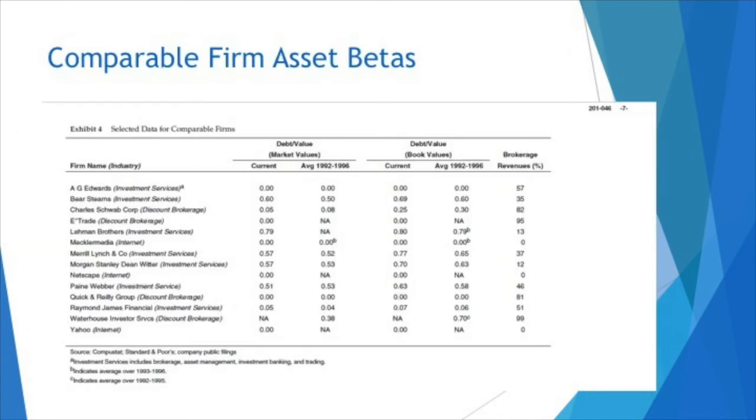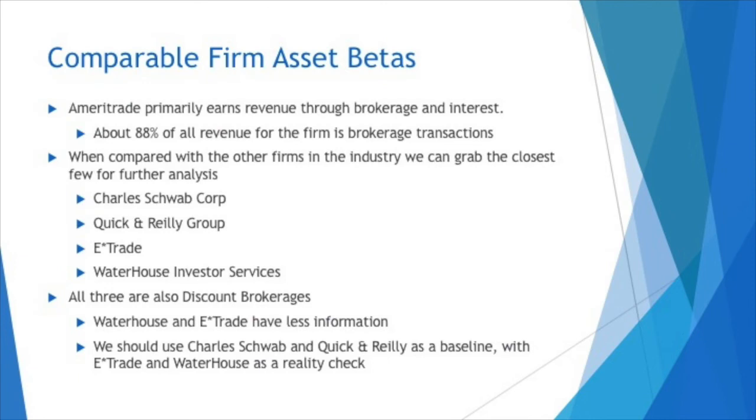This slide shows a graph that has some more information about other comparable firms. As we can see, some firms don't have the necessary information available for us to accurately calculate an asset beta. On the right-hand side of the chart, we can also see percentages of brokerage revenues for each firm. This slide provides more information on why Charles Schwab and Quicken Riley were used as the baseline, since E-Trade and Waterhouse did not have as much information available. Another factor in this decision was that Charles Schwab and Quicken Riley also had similar brokerage revenue percentages as Ameritrade.